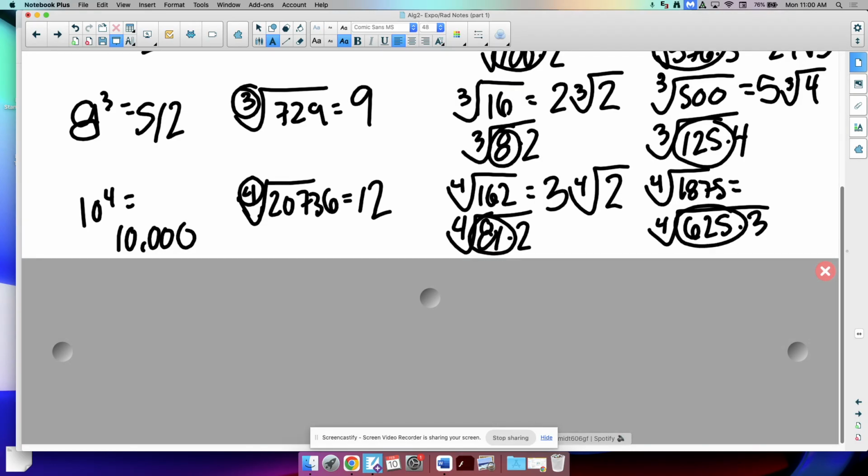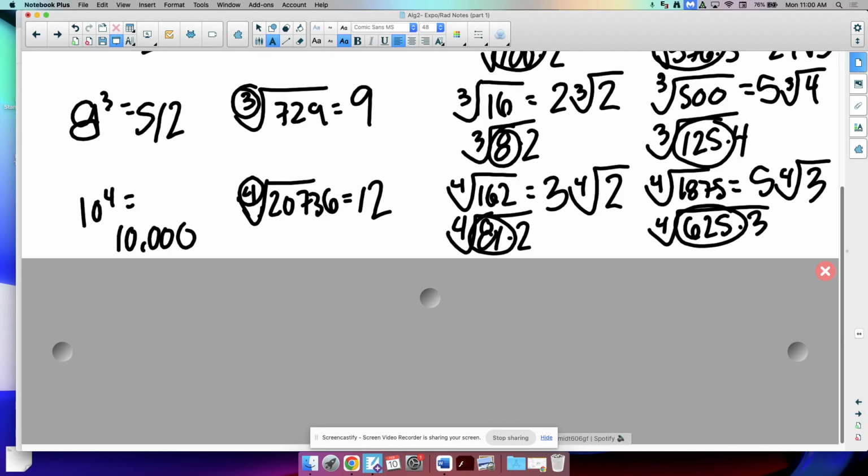When that 625 comes out, you find it on the 4th list. Go all the way over to the left. What's the 4th root of 625? What is still stuck inside our 4th root? 3. So reducing radicals, we're going to do a whole bunch of it in this unit.